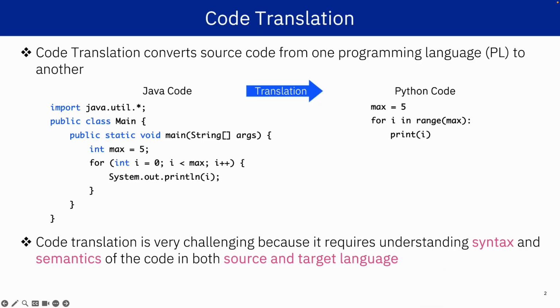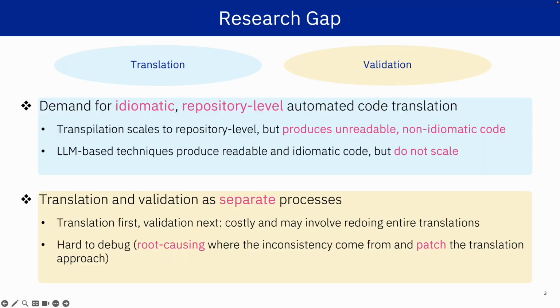In the beginning, let's start with understanding what's the problem of code translation. Code translation is the process of converting source code from one programming language to another. Let's suppose we have this Java code here on the left, which prints the numbers between 0 and 4. Its translation in Python is shown in the code snippet on the right. Code translation is a challenging task because it requires understanding of syntax and semantics of the code both in source language and in the target language.